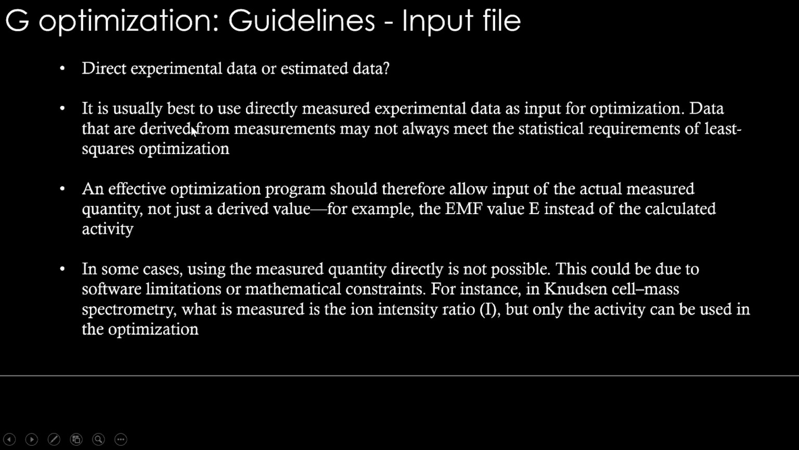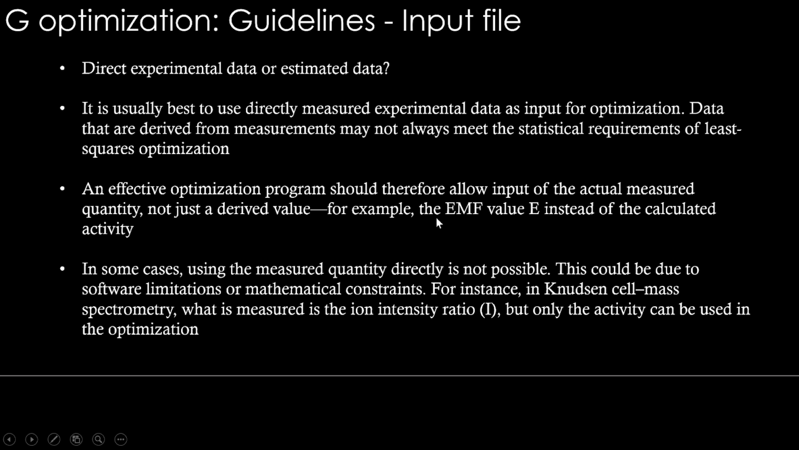Okay. It is usually best to use directly measured experimental data as input for optimization. Data that are derived from measurements may not always meet the statistical requirements of least square optimization. This is the reason why we do this. An effective optimization program should therefore allow input of the actual measured quantity, not just the derived one.